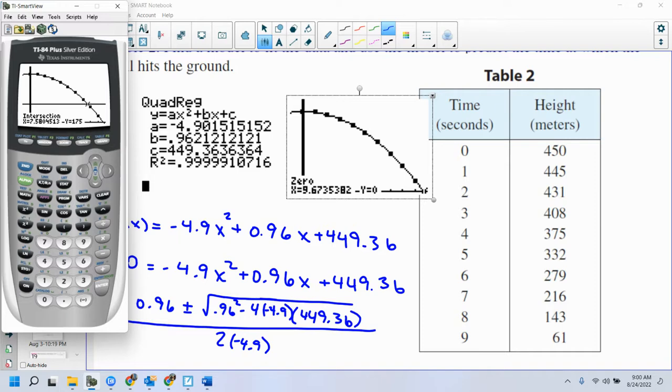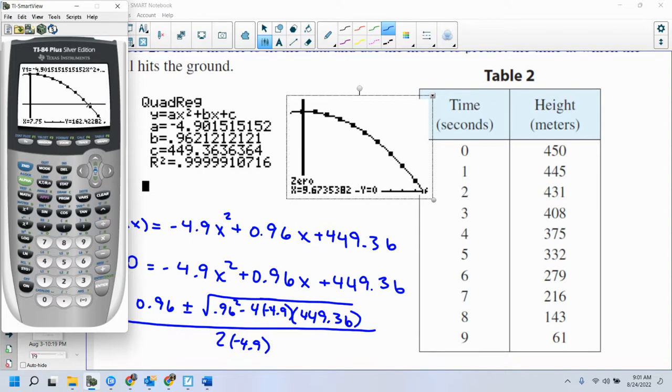So you can find x values, you can find y values, whatever it may be. If you want to know how high it is off the ground at 7.75 seconds, well, that's an x value. You just second calculate value of 7.75.